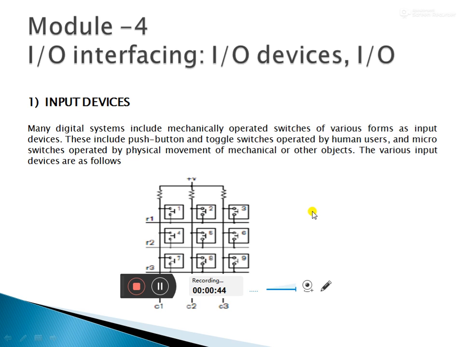Now let us study the input devices. Many input devices are there. Mechanical switches, electrical switches, push buttons and toggle switches are there. Toggle means on and off switches.